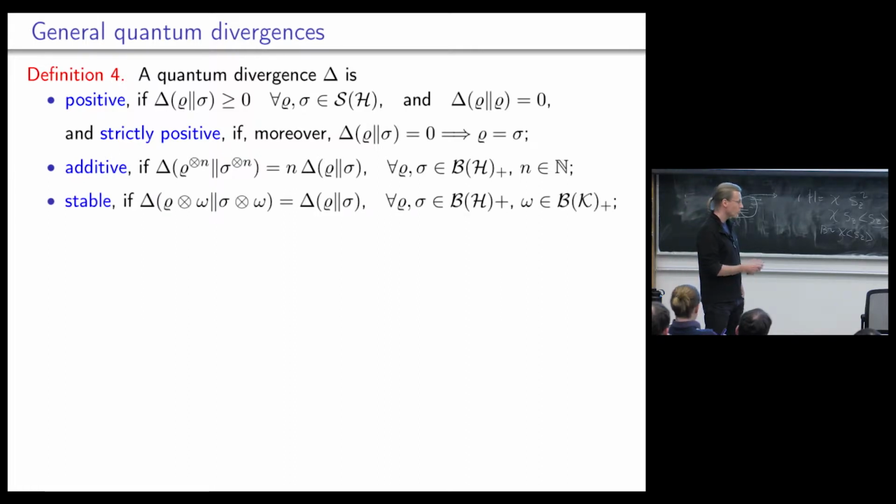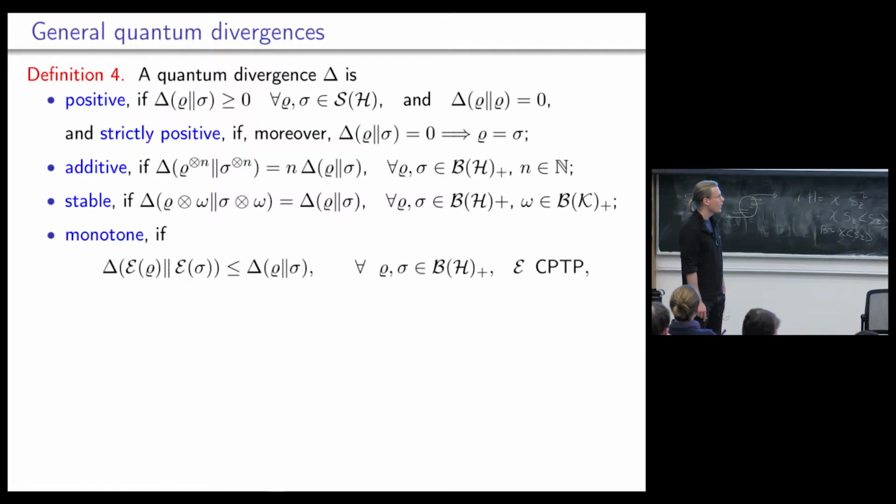We want it to be stable. So if you couple an extra system in the same state to both of the states, then this divergence shouldn't change its value. And the most important and the most difficult property to verify is monotonicity, which means that the value should not increase if we act with a completely positive trace-preserving map on both of the operators. Okay. So we want to somehow think of this quantity as the distinguishability of these two states. And we think that if some kind of noisy channel acts on these states, then the distinguishability should not increase. So this is a very, yeah?